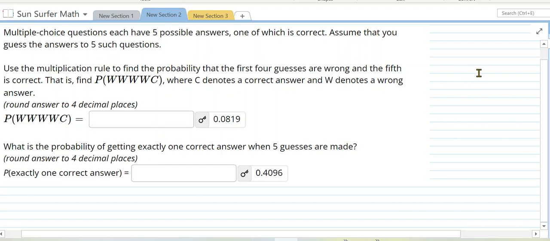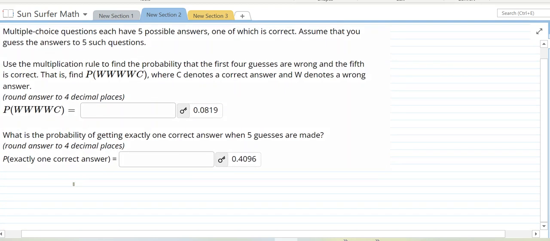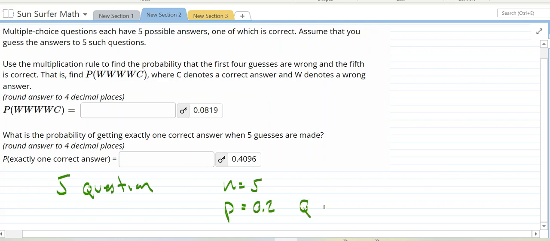So we have a multiple choice that has 5 possible answers. I believe there are 5 questions. There are 5 questions. I think I left that part off. So that means that n is equal to 5. And so each question has 5 possible answers. So that means P, once again, is the probability of guessing, 1 out of 5 or 0.2. And so the probability of guessing incorrectly would be 0.8. P and Q always have to add up to 1. P plus Q has to be equal to 1.